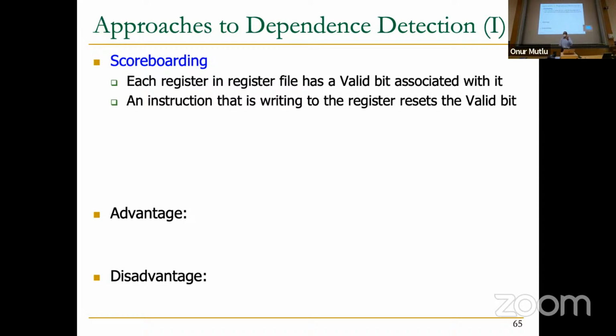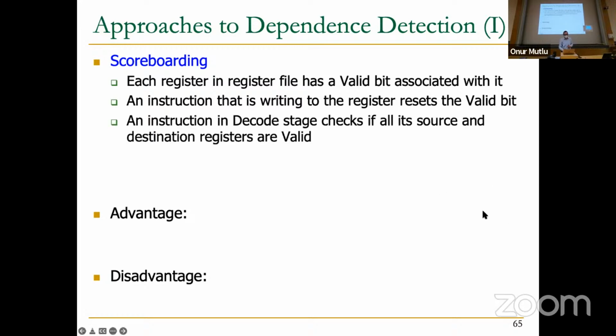This is a scoreboard. You're synchronizing between instructions. An instruction in the decode stage checks if all its source and destination registers are valid. This is how you detect all the dependencies, basically. If one of them is invalid, that means that there's some instruction in the later part of the pipeline that has not yet updated the value. So it should stop. Basically, it should not move down the pipeline. Okay, so that's the idea. If all of them are valid, that means there's no need to stall because the register values are something you can trust. They're up to date in the register file, so you move on.